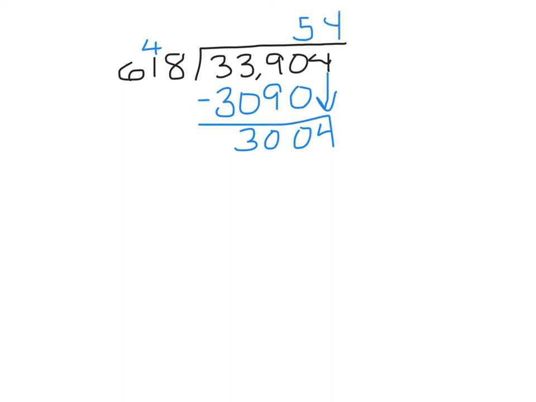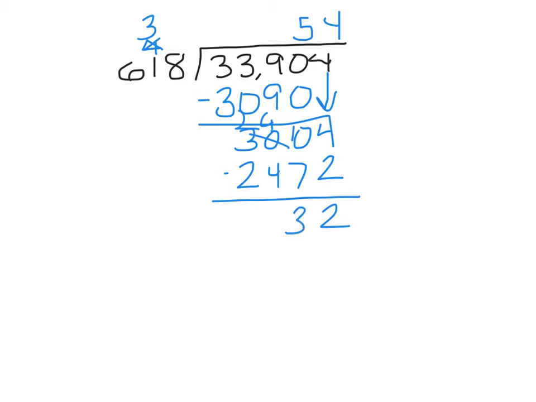So now I multiply. 4 times 8 is 32. Carry the 3. 4 times 1 is 4, plus 3 is 7. 4 times 6 is 24. And then I subtract. Ten minus 7 is 3. 9 minus 4 is 5. So 532 is my remainder. That's a big remainder, but we had a big number to work with. 532.